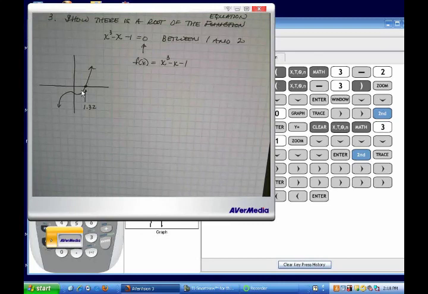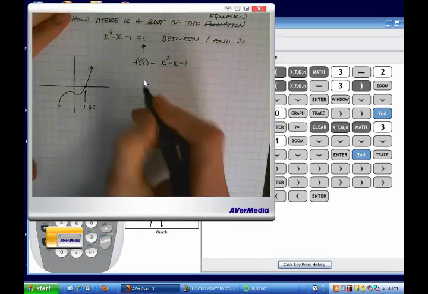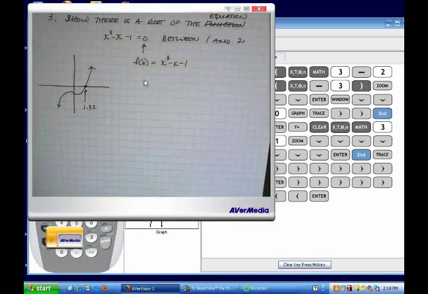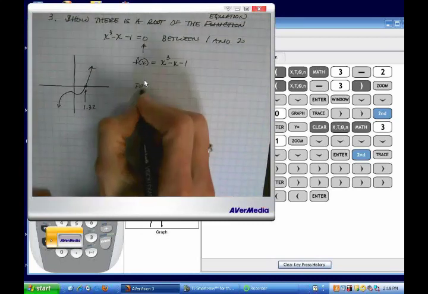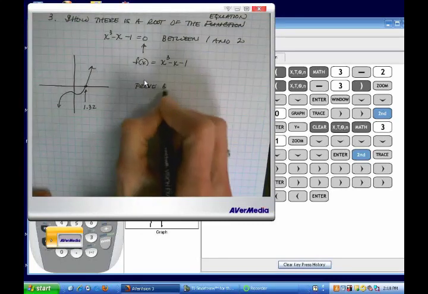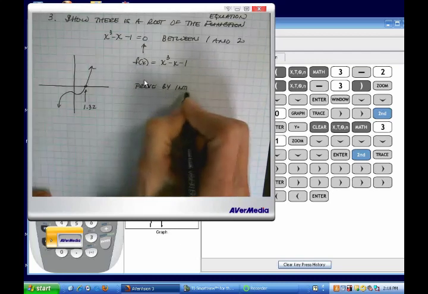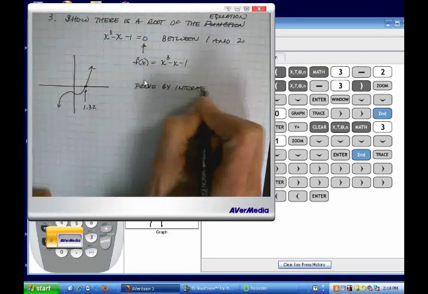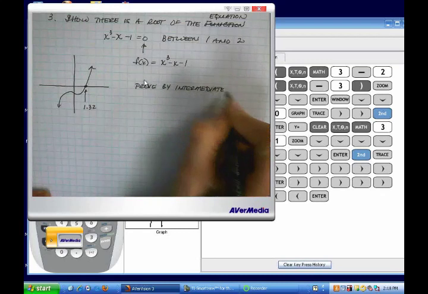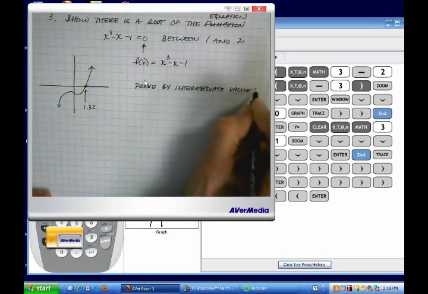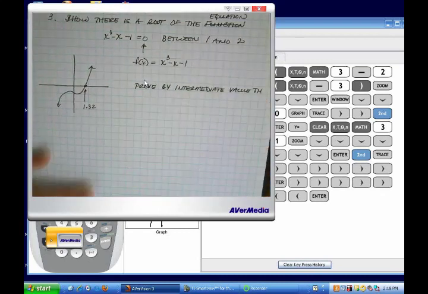So we know it is happening between 1 and 2. So we saw it on the calculator. That's what it looks like. We know it's happening. Now to prove it by the intermediate value theorem, this is really easy. Okay? By the intermediate value theorem.